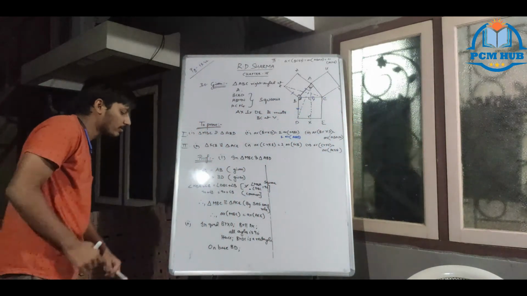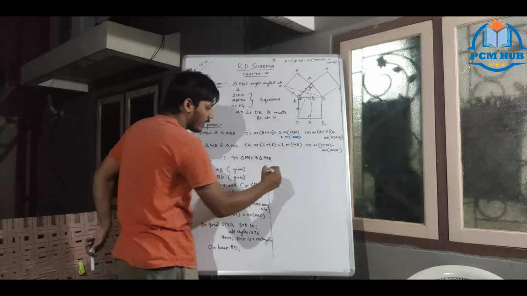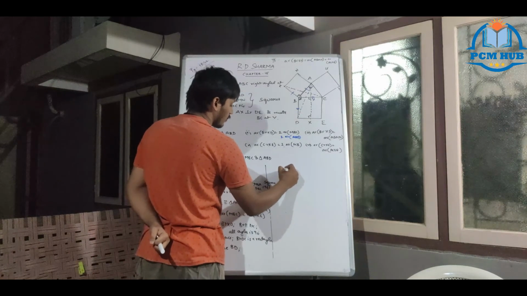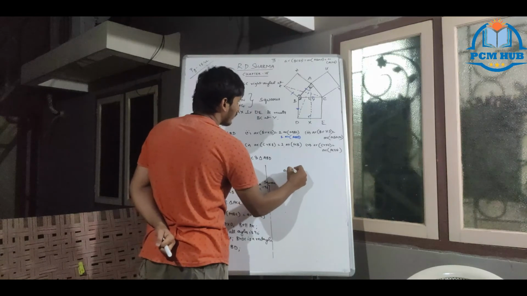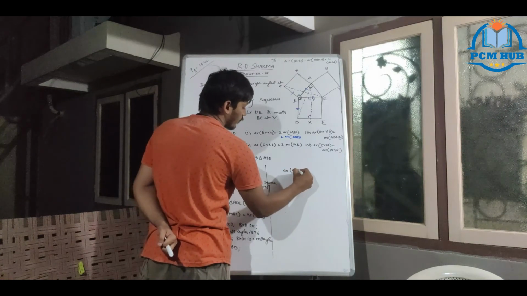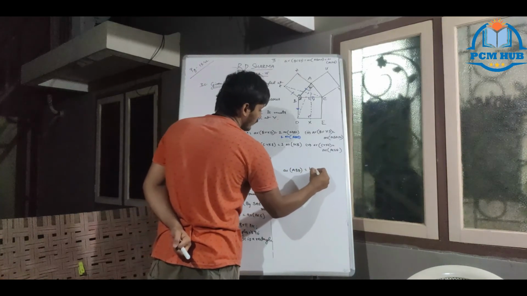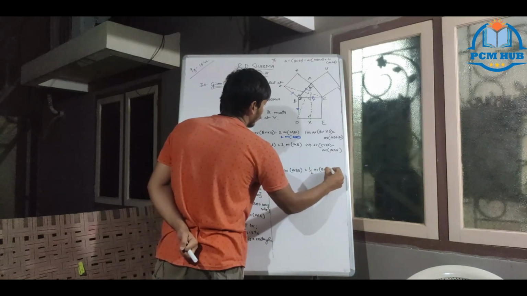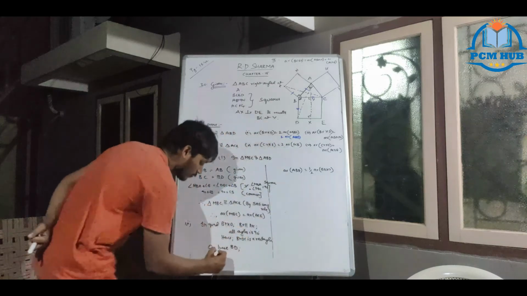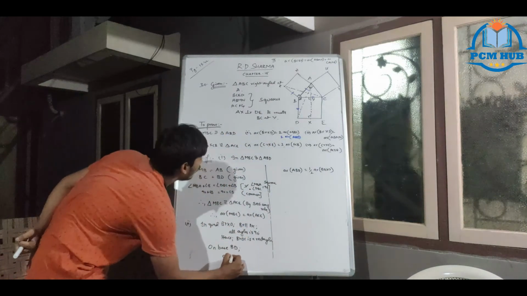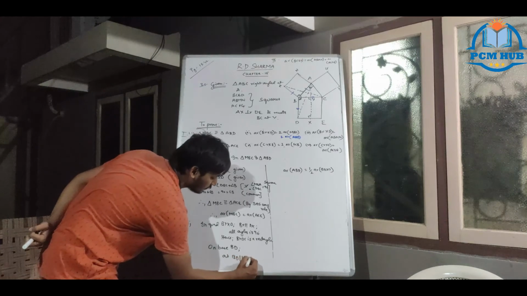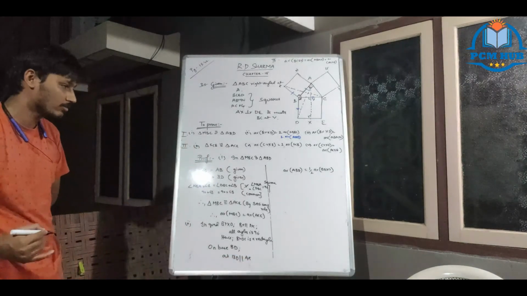Now you got my point? On base BD, what is there? Area of ABD equal to half of area of BDXY, as BD parallel to AX.